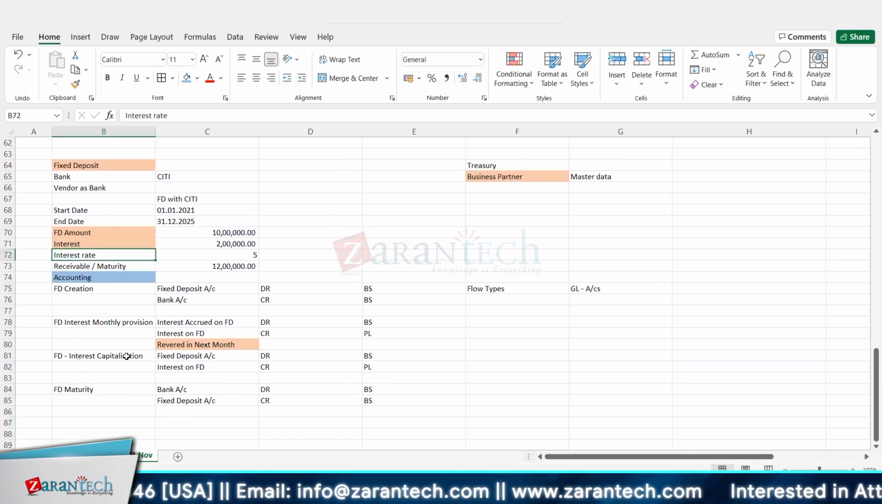And by doing the end-to-end configuration in this system, you would be able to maintain and get the accounting and reporting from the module. Okay, we will start a more detailed understanding of how we can set up the treasury solution in SAP, and we will also learn how we can configure fixed deposit in the treasury module.